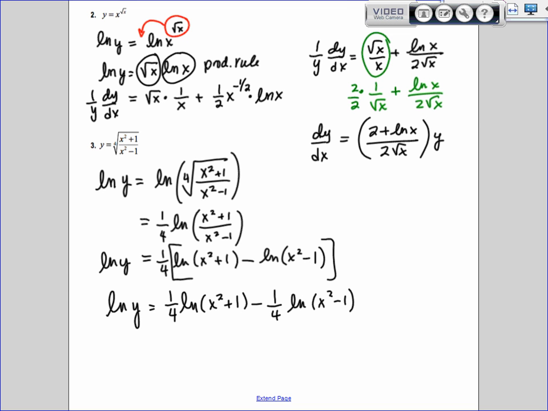All right, take the derivative. So 1 over y dy over dx equals 1/4 times 1 over x squared plus 1 times 2x, right, the chain, minus 1/4 times 1 over x squared minus 1 times 2x.